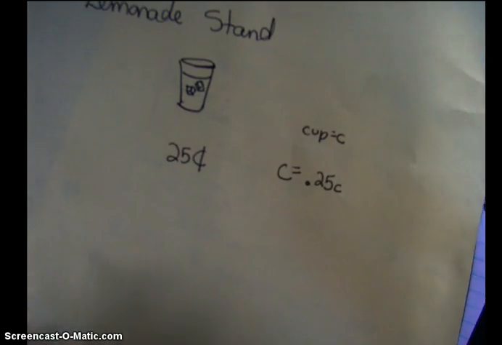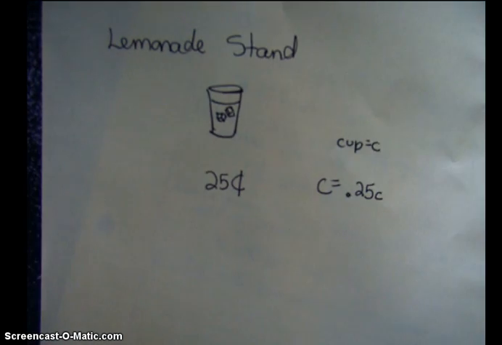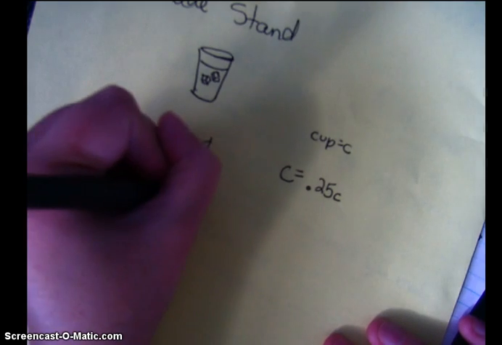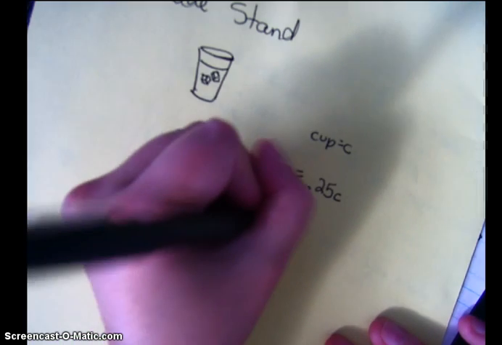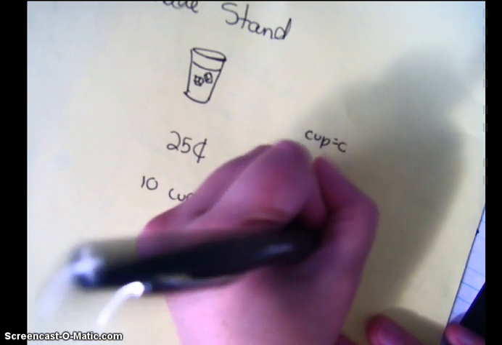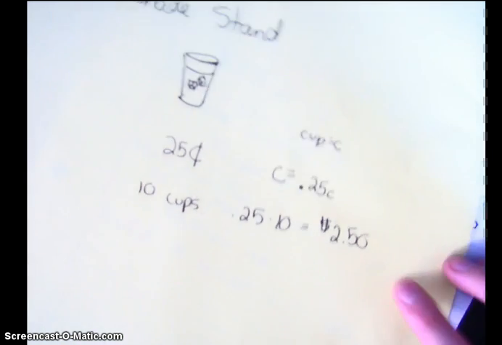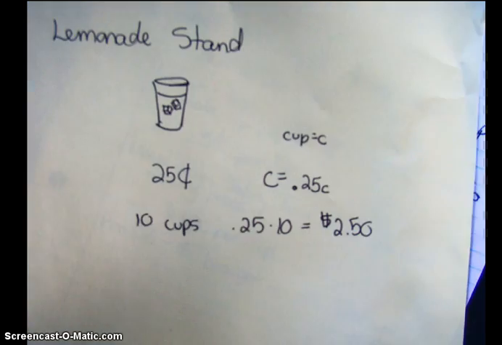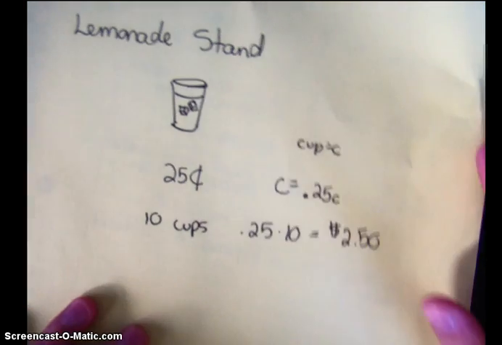We could use this to figure out how much it's going to be if we make 100 cups or 10 cups. Let's say we make 10 cups. Then it's going to be 0.25 times 10, and we know it's going to cost us $2.50 to make 10 cups of lemonade. Okay, so that's what cost is. It's looking at what materials do I need and how much it's going to cost.